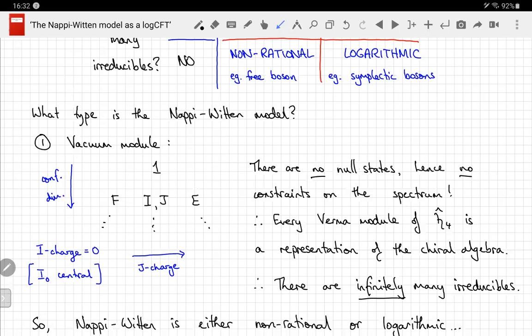That tells you immediately, because we have a Cartan with two types of charge, that we're going to have infinitely many irreducibles. There's at least a two-parameter family of Verma modules. They're all representations of our chiral algebra. So that means that rationality is off the table. We're either going to have a non-rational theory or we're going to have a logarithmic theory. One of the two.